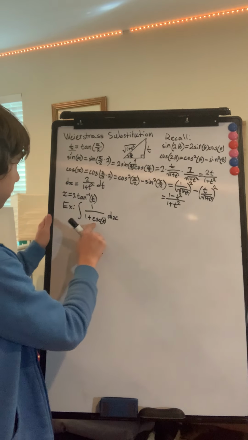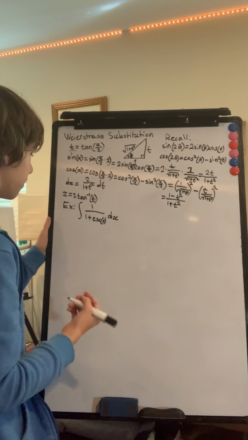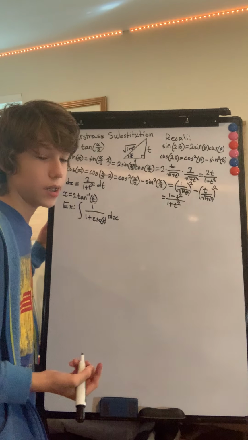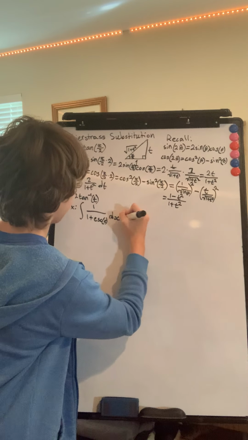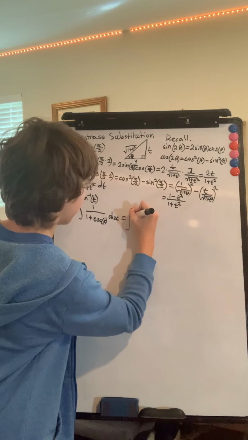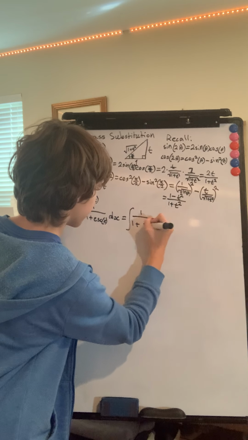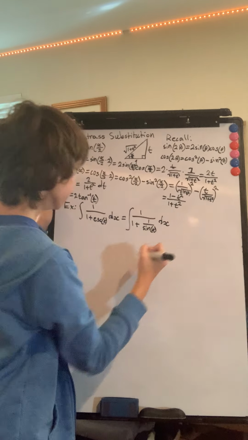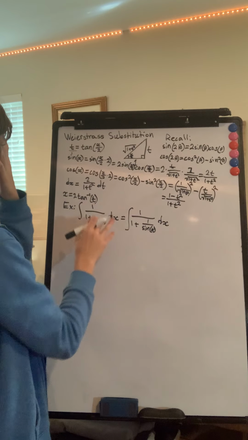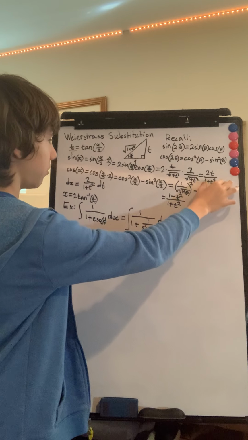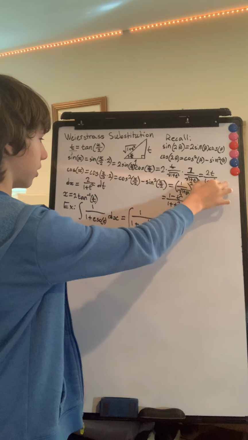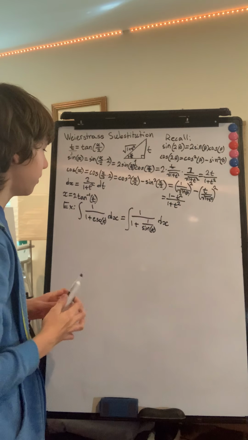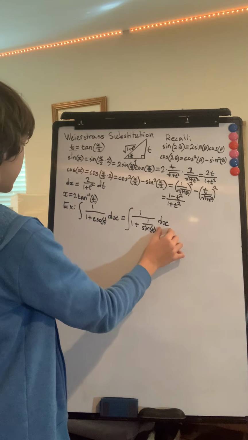Okay, so notice that cosecant of x is nothing but 1 over sine, right? So this is nothing but the integral of 1 over 1 plus 1 over sine x dx. And now let's make our substitutions. Substituting our sine, we get 2t over 1 plus t squared. And then obviously we need to substitute our dx as well.